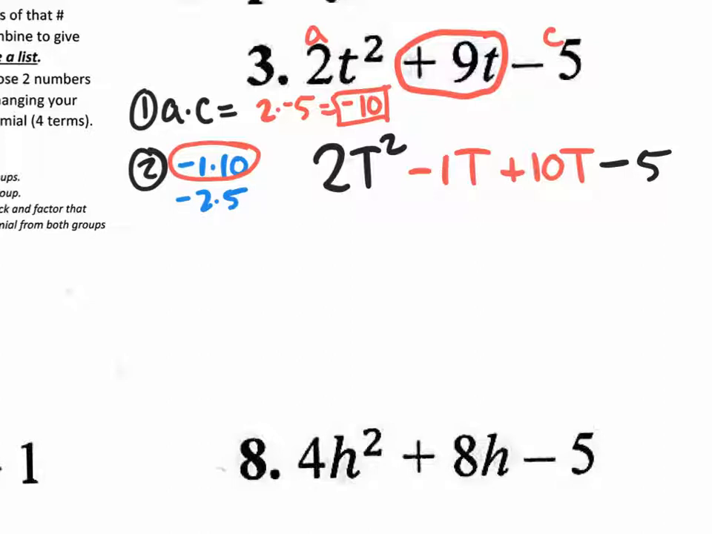So once again, we changed the 3-term quadratic trinomial to a 4-term quadratic polynomial. Why did I do that? So I could factor by grouping. So we factored by grouping.